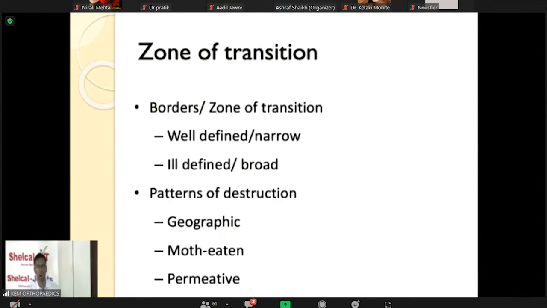Zones of transition. Anyone? What is the zone of transition? Normal to? Can you be a little more specific?